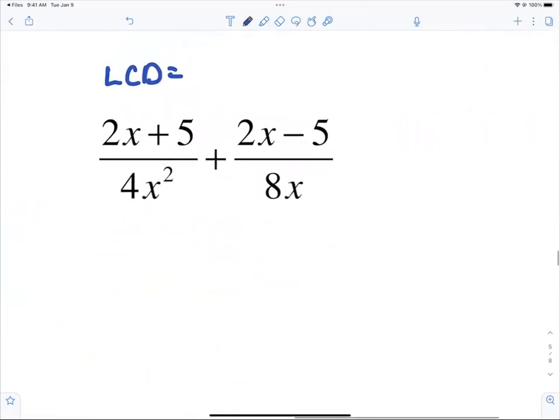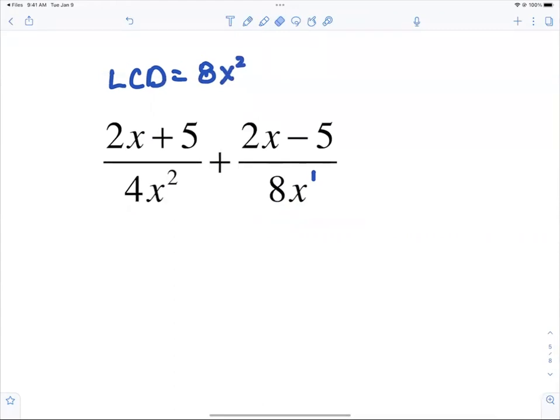Okay, moving on to the next. So now I've got 8 is 4 and 2. Here I've got a 4. So I don't need to introduce another 4. So 8 would be the coefficient. This term has the highest power on x, which is 2. The highest power on x here is 1. So I'm going to let 8x to the power of 2 be my common denominator. 8x squared is the common denominator.